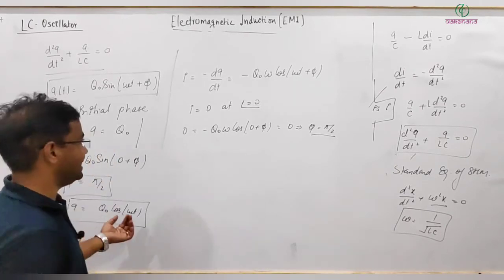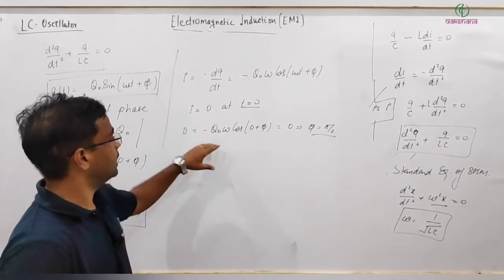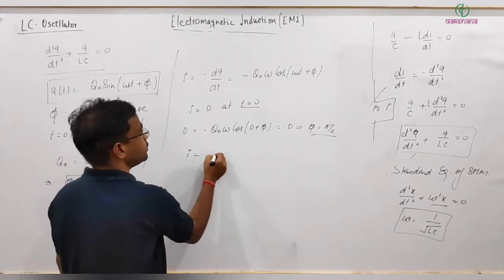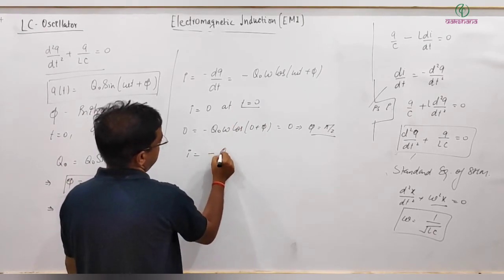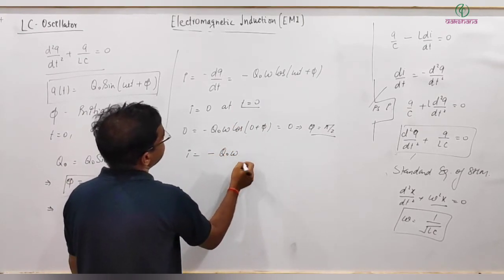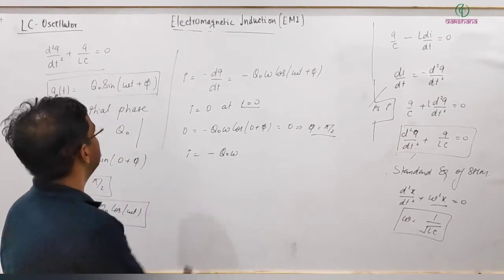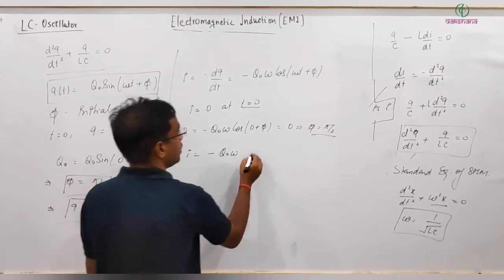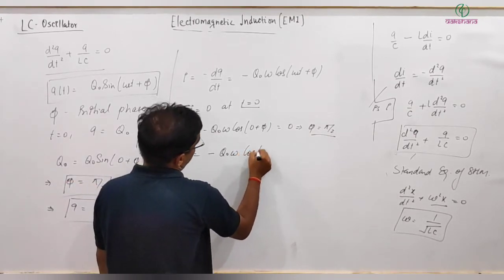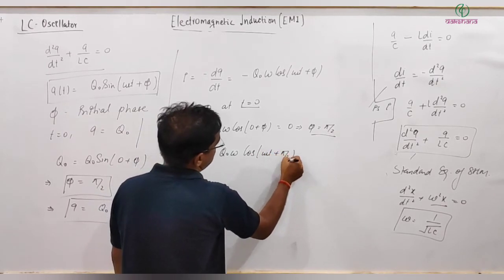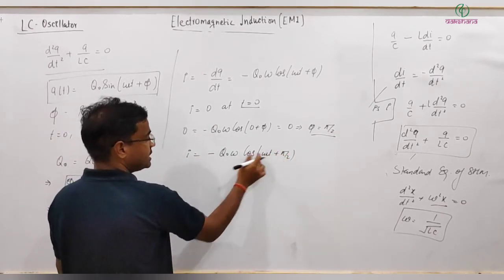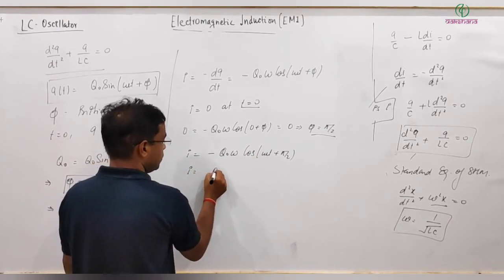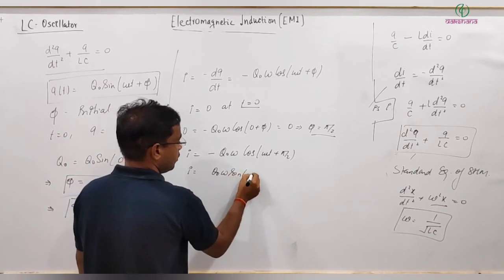So ultimately, at this time, this is the relation. So finally we got phi, and I is coming out to be, if I substitute it here, minus q naught omega, and just 1 second, yes, so minus q naught omega into cos of omega t plus pi by 2. Cos of pi by 2 plus theta is minus sine theta, so I is equal to q naught omega sine of omega t.